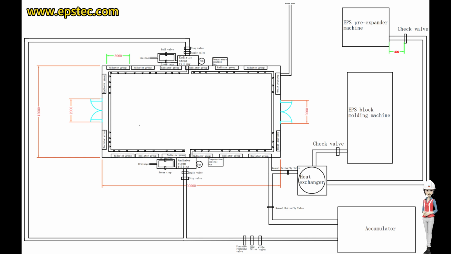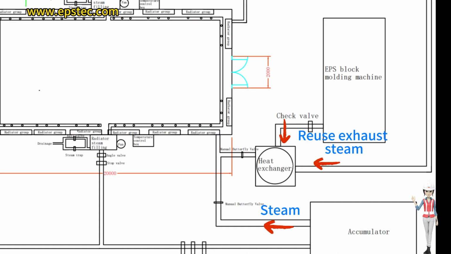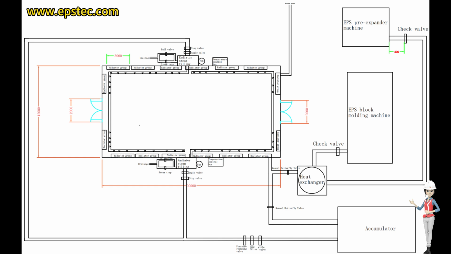In today's video, we will discuss how EPS foam factories can achieve energy savings in drying rooms using a heat exchanger. In today's demonstration, our drying room solution is based on two methods of heating: reusing exhaust steam and using steam from the steam accumulator. This is the fundamental premise of this customized solution, which was approved by our customer.